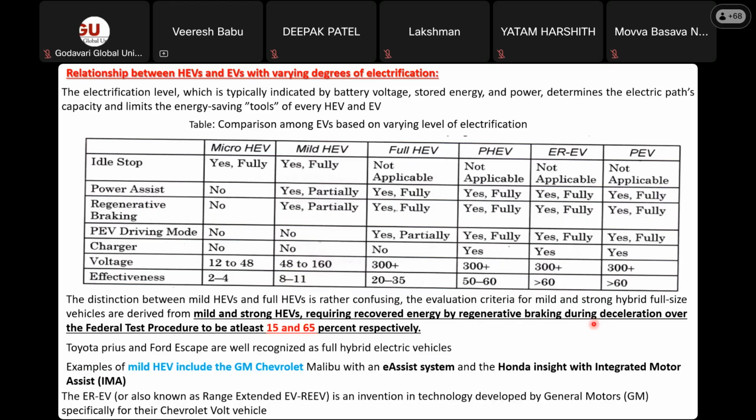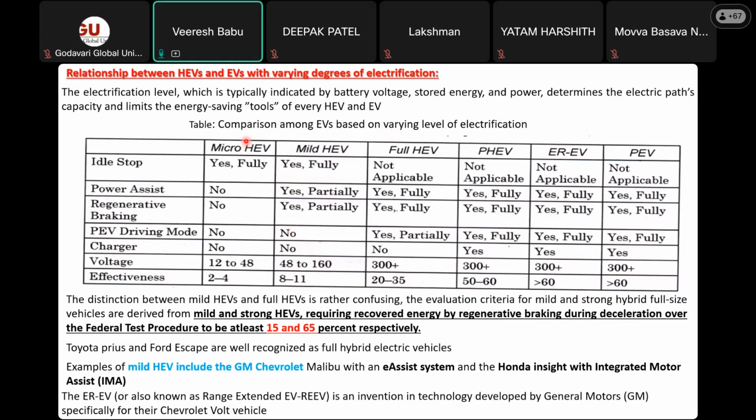Okay, so the electrification level, which is typically indicated by battery voltage, storage energy, and power, determines the electric path capacity and limits the energy saving tools of every hybrid electric vehicle or electric vehicle. Okay, so a small comparison I have made here: comparison among EVs based on varying levels of electrification.